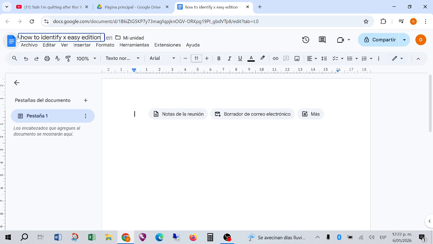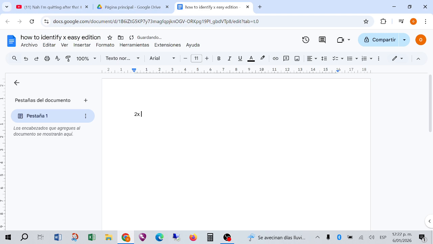Well, today I'm gonna show you guys how to identify X. Well, this is my method, so it's gonna be easy. Let's write a random question.